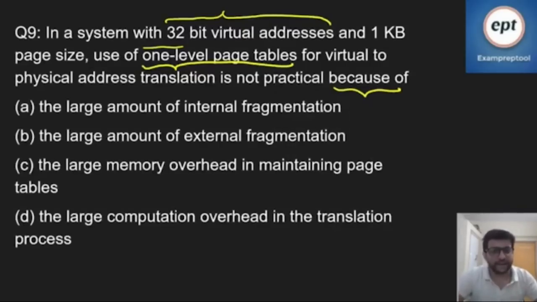It has been given that the use of one-level page tables for virtual to physical address translation is not practical because of a large amount of internal fragmentation or a large amount of external fragmentation. First of all, in paging there is no external fragmentation. So external fragmentation is not possible in paging, right?